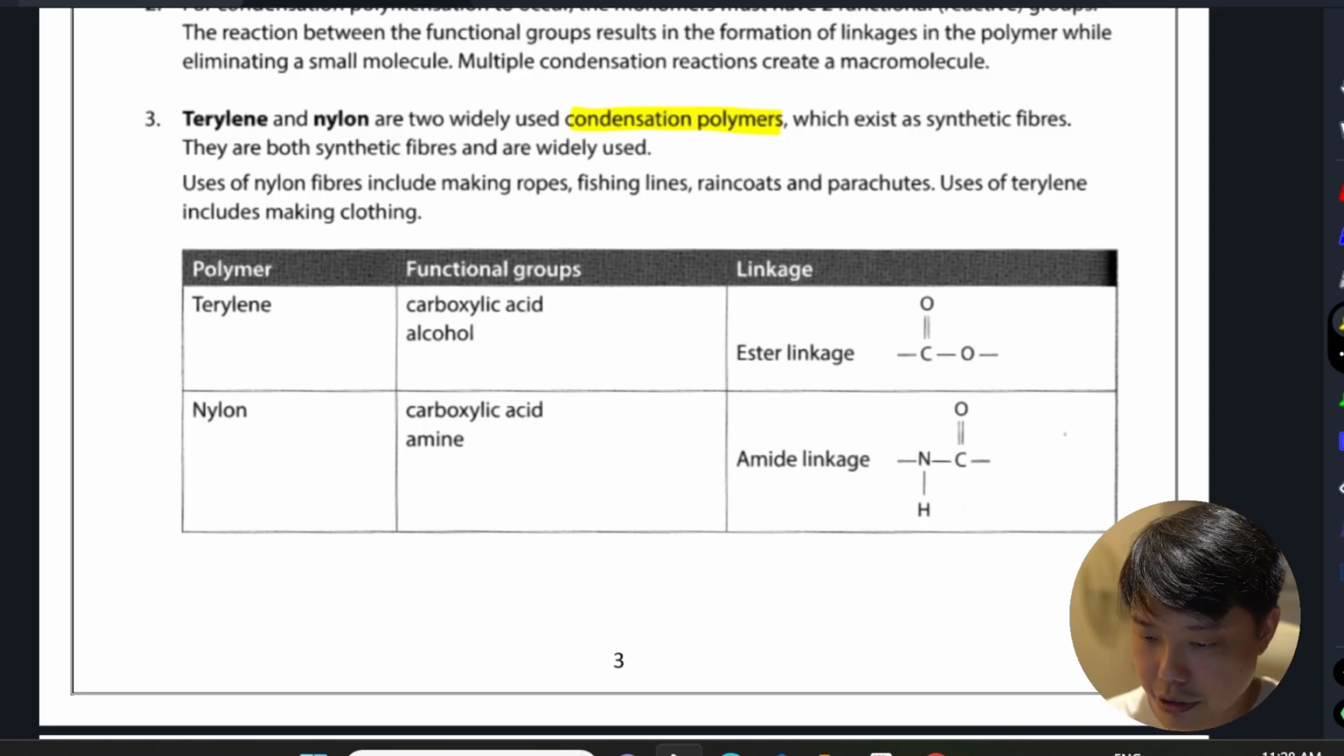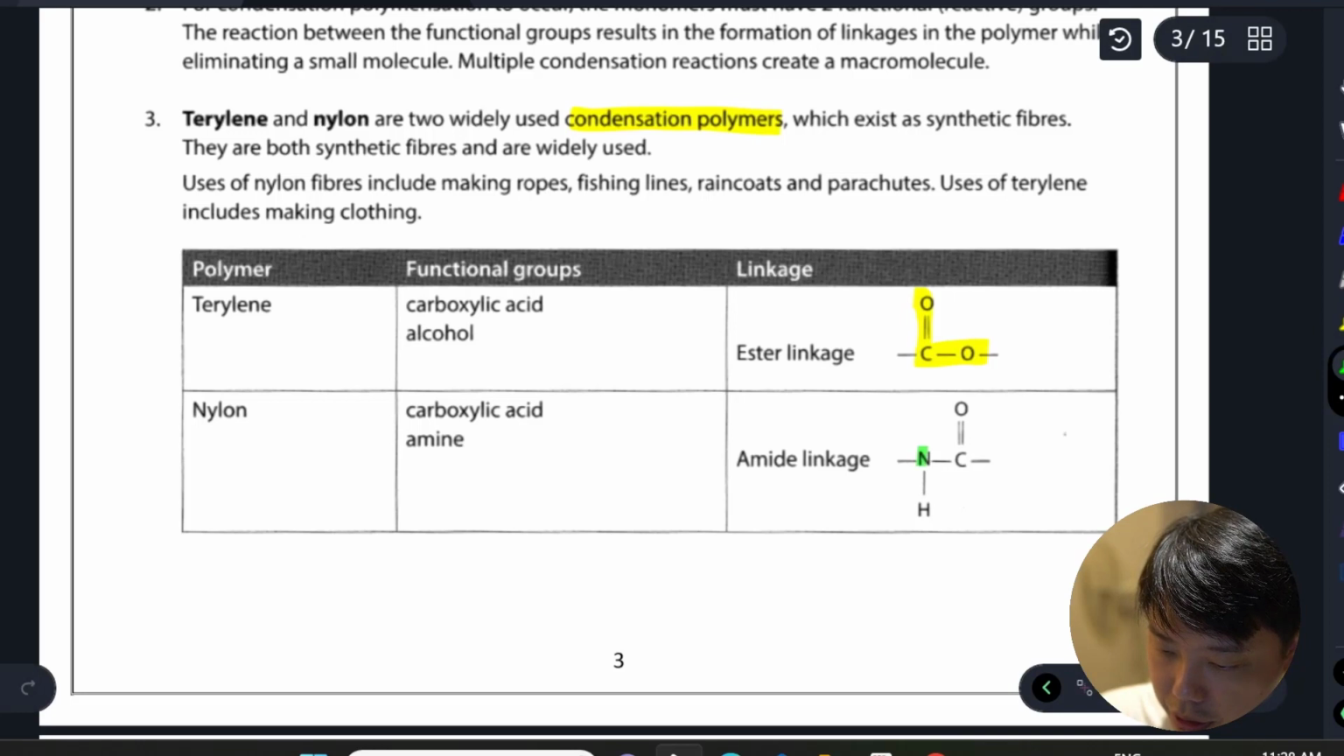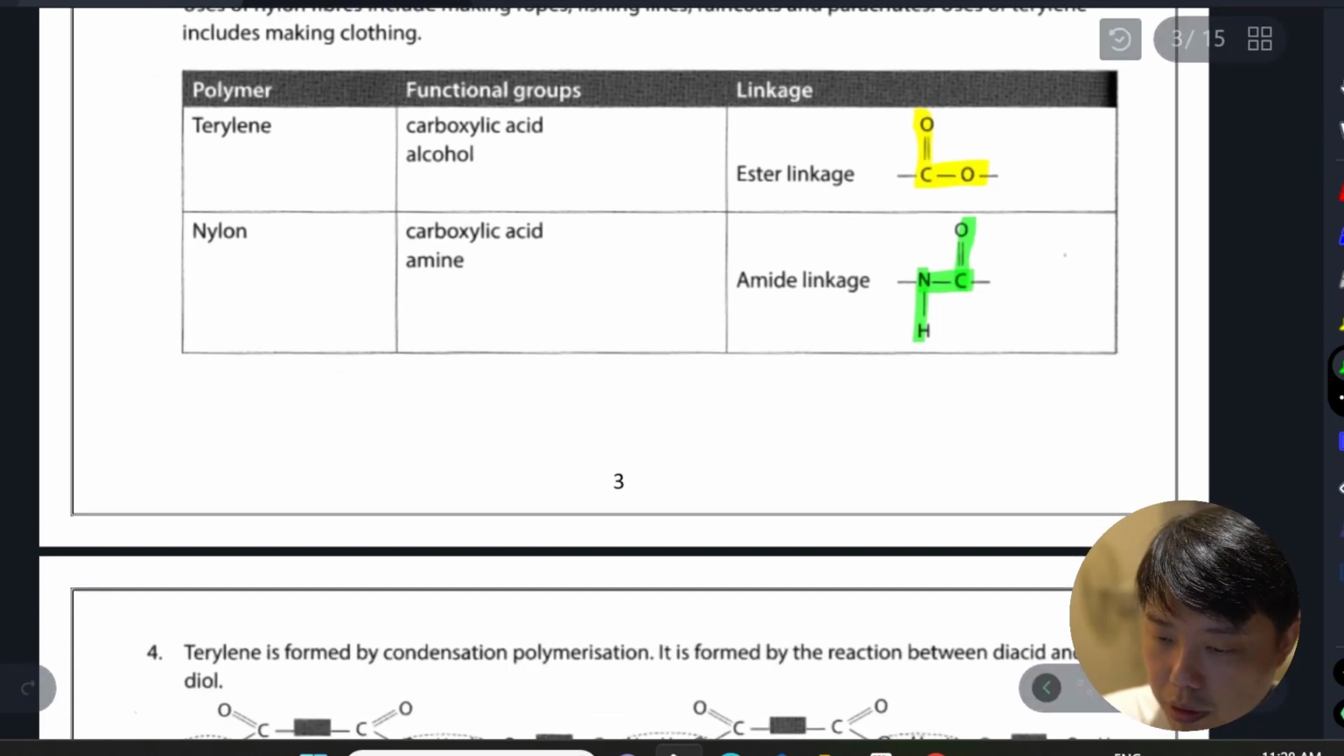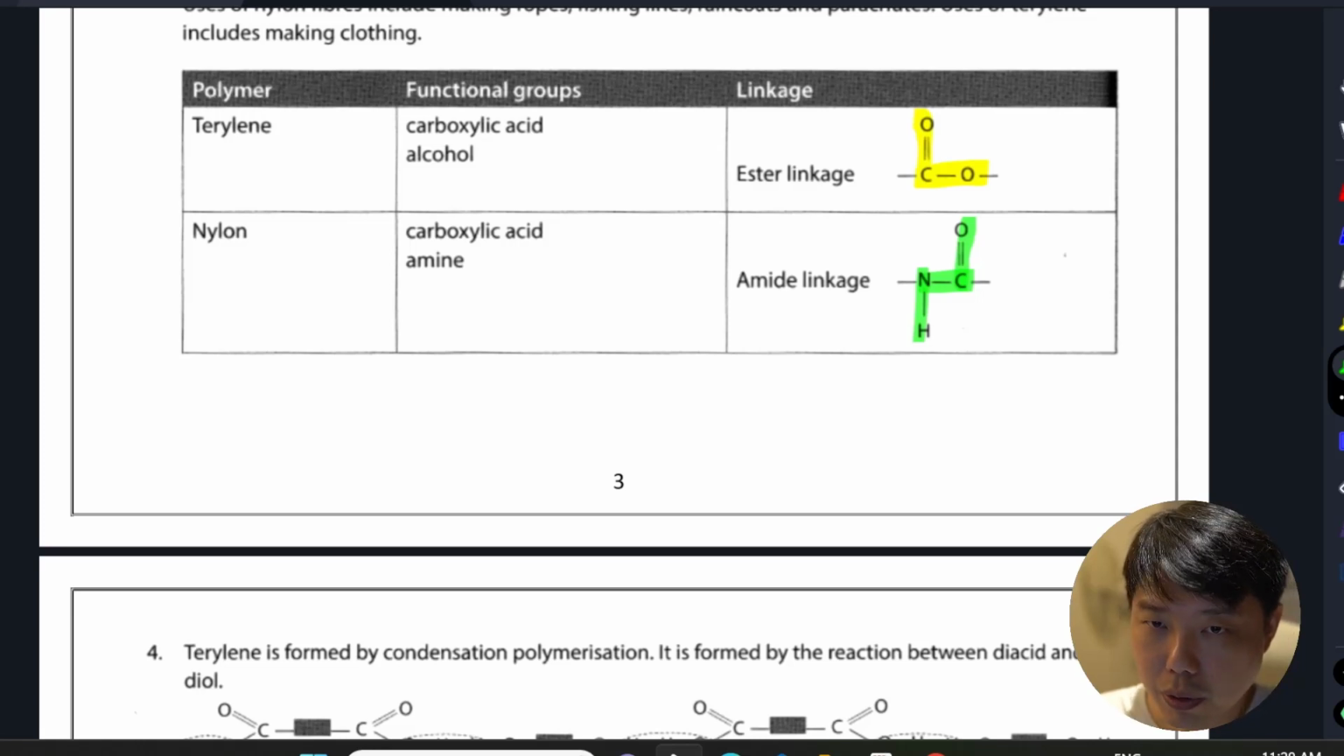The linkage, you've got to be able to identify: ester linkage, C double bond O, single bond O, and then amide linkage, NH single bond to C, and C double bond to O. So the moment you see ester linkage, you know that it is formed from a polymerization of carboxylic acid and alcohol. Likewise, for amide linkage, it is between carboxylic acid and amine.